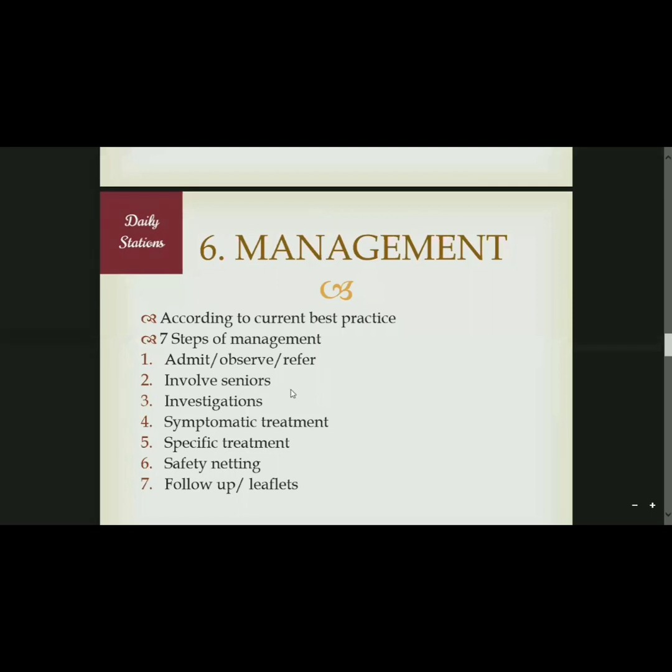The second one is involve senior. You are always working under the umbrella of the seniors. You are a very junior member of the team. The FY2 is a very junior doctor. So you always mention the seniors, always do involve them. Always get your patient reviewed by the senior. So the second step is involving the seniors.